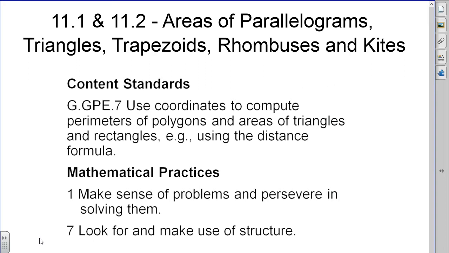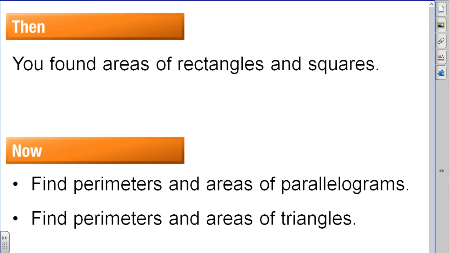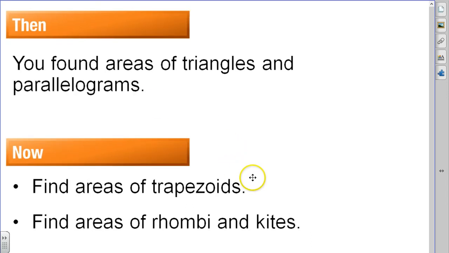If you weren't in class, watch the video where I go through the formulas. I went through them much more slowly and thoroughly in class, but get an idea of where those formulas come from. If you were in class and you ever forgot, you can go back to that video. But let's see here. So we found areas of rectangles and squares. Now we're going to do parallelograms, triangles, trapezoids, and kites. We're going to do all of them in one section, really, because they are similar enough that it's good to clump them together.